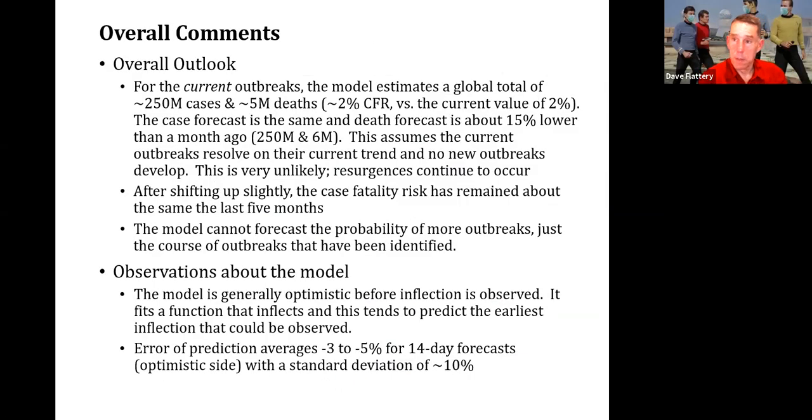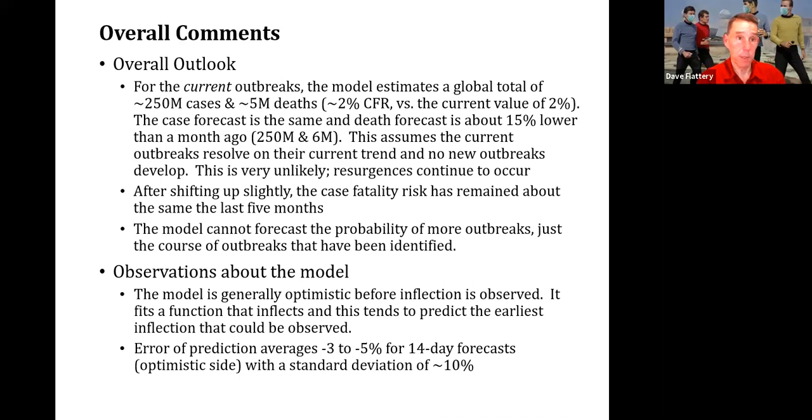So those are all the updates. So the summary that I always go through, for the current outbreaks, the global total now is predicted to be about 250 million cases and about 5 million deaths, which is a 2% case fatality risk, which is really right where the global case fatality risk is right now. The case forecast is the same. The death forecast is a little bit lower than a month ago. A month ago 6 million fatalities were predicted. And again, it assumes that things proceed in each of the individual country outbreaks along the path they're currently on, and there aren't any more new resurgences.